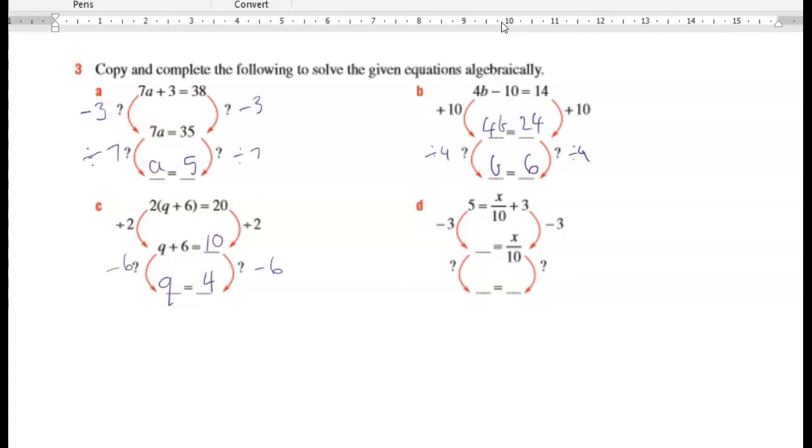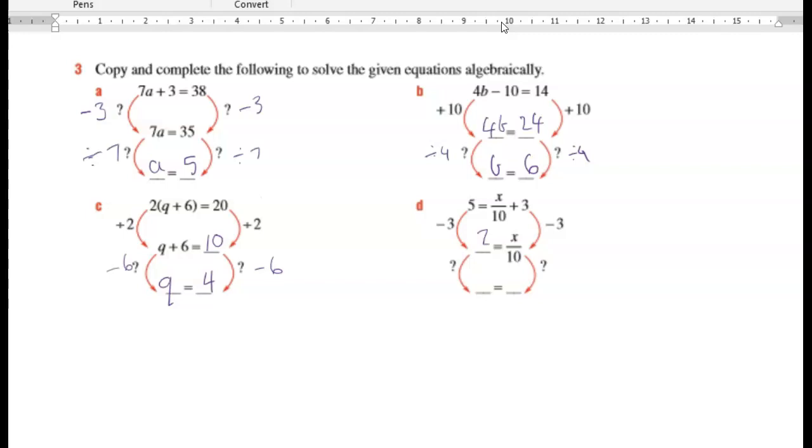All right, question D. This time we've got our pronumeral on the right-hand side. So we're going to get rid of this constant first. So even though we've got x divided by 10, remember we get rid of our constant first unless there's a bracket, unless it's inside the bracket. Okay, so x over 10 plus 3 minus 3 leaves you with x over 10. And then 5 minus 3 gives you 2.